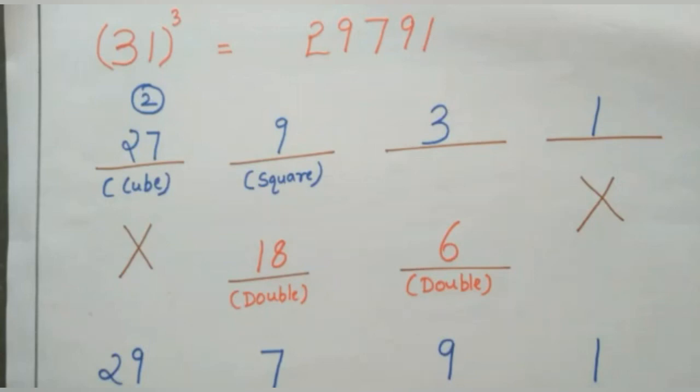And the last step, we are just going to add the numbers. 1 as it is. 3 plus 6, 9. 9 plus 18, 27. So I wrote 7 down and 2 carry forward. So 27 plus 2 is 29. See, I got the answer 29791.